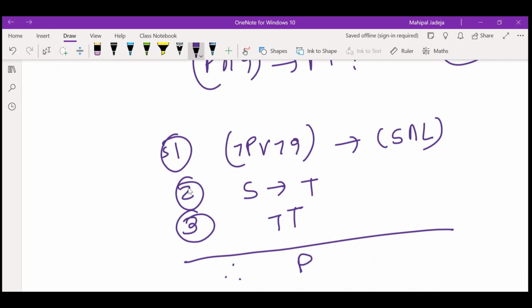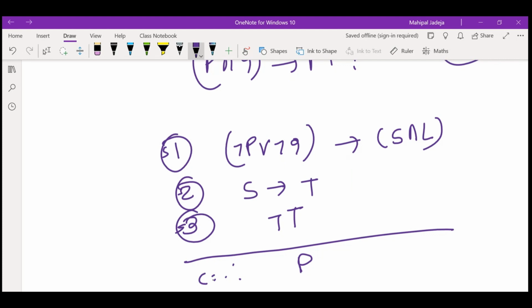So this is S1, S2, S3, and finally this is your conclusion. And you need to identify validity of this. And don't use truth table, right? I want you to use rules of inference.